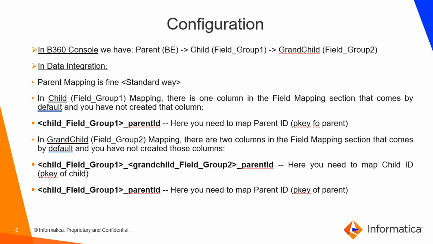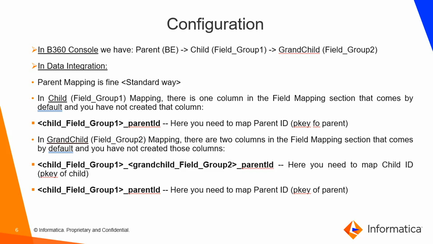But in the child level mapping, there will be one additional field which is not a custom field. It will be there by default if we have a field group mapping. It is something like child field group name underscore parent ID, and here we'll map the parent ID, meaning for the child we'll map the parent. Now in the next level, the grandchild field group 2 mapping, there will be 2 columns, one connecting to the child group, meaning the child of the grandchild, and the other connecting to the parent.